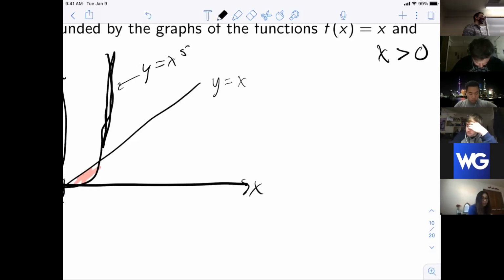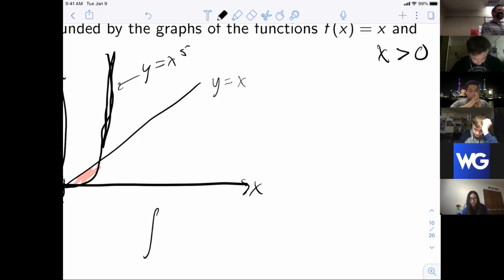How do I find the area? Integral of f of x. Good. So what is f of x for us? It's just x. Always take the integral of the top curve minus the bottom curve.